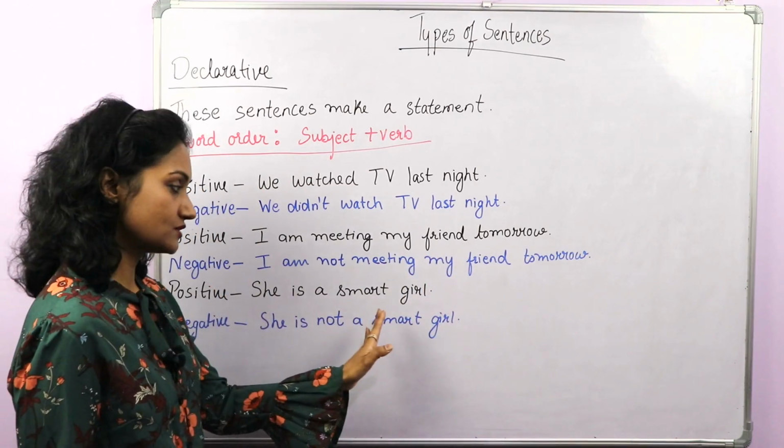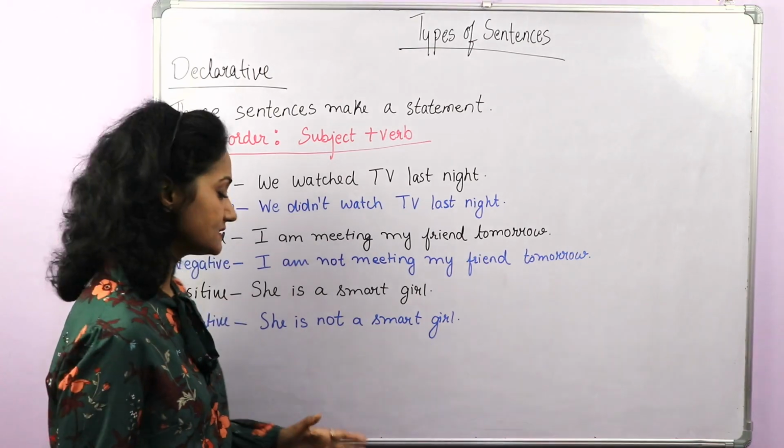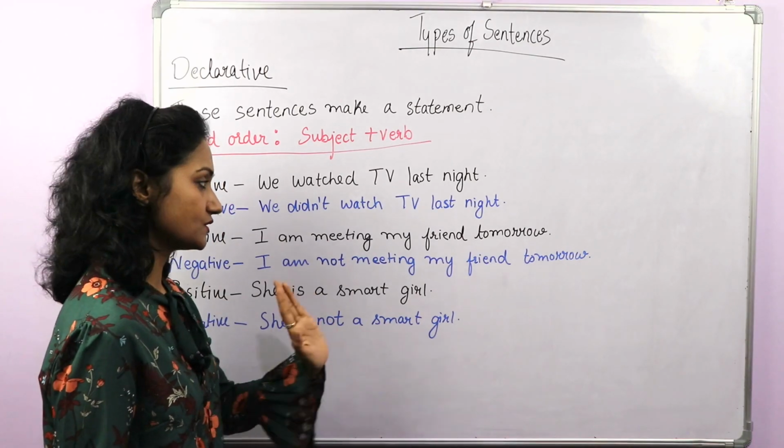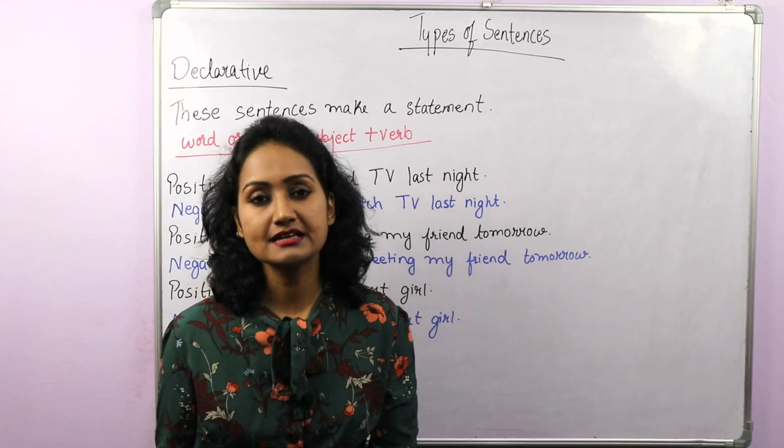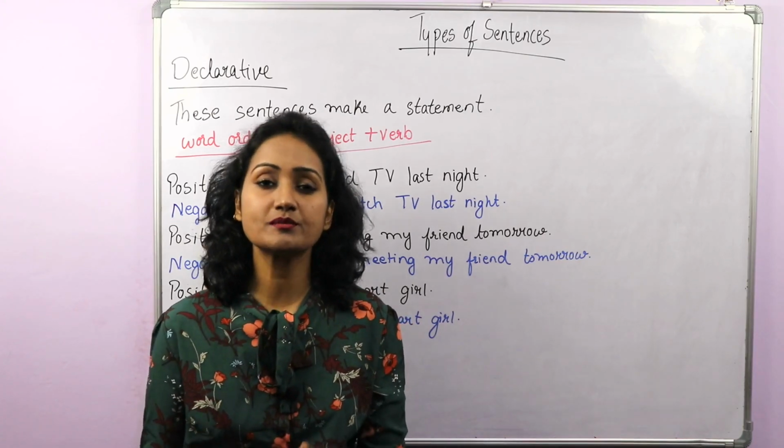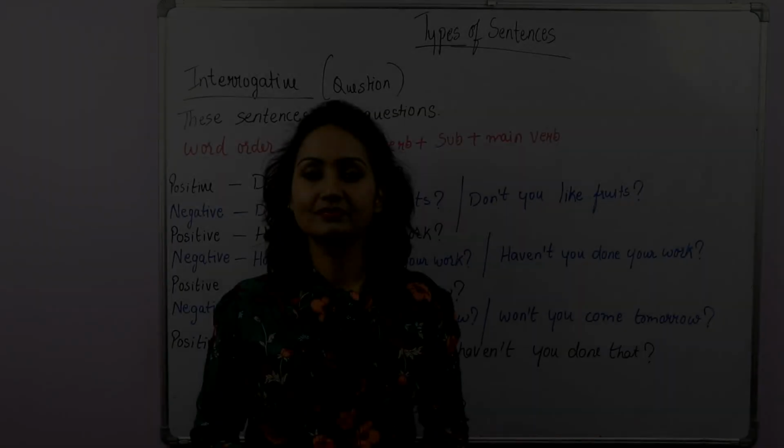She is a smart girl. This is simple present tense. She is not a smart girl. So declarative sentences are one of the most common forms of sentences.